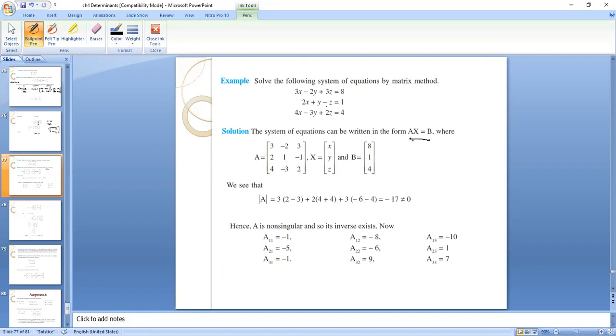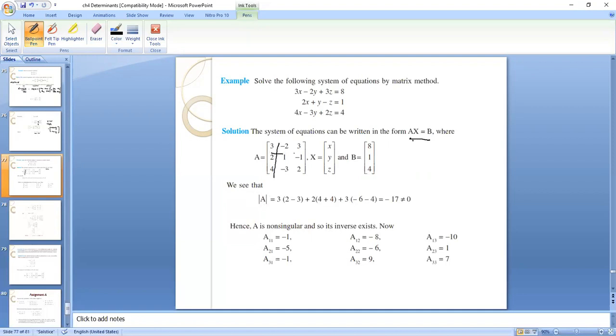2, 1 minus 1. 4 minus 3, 2. X, we are writing x, y, z. And B, we are writing 8, 1, 4. After finding A, the very first step, we will check whether we are able to find its A inverse or not. So we will find A determinant.